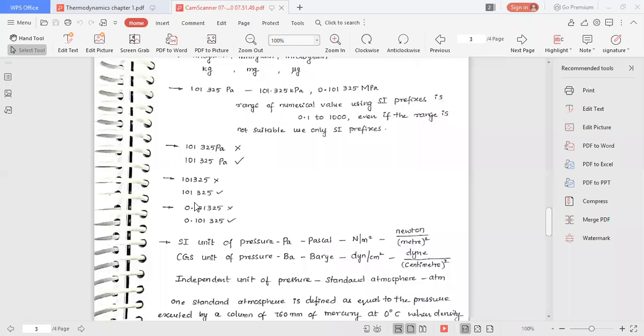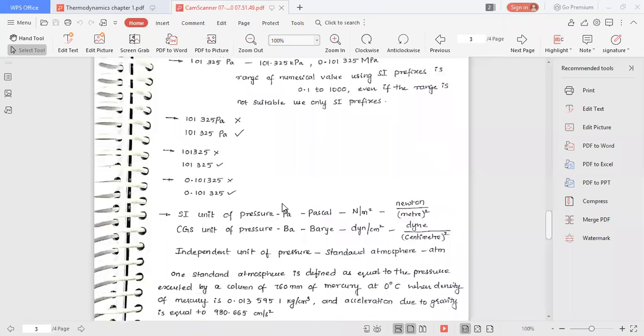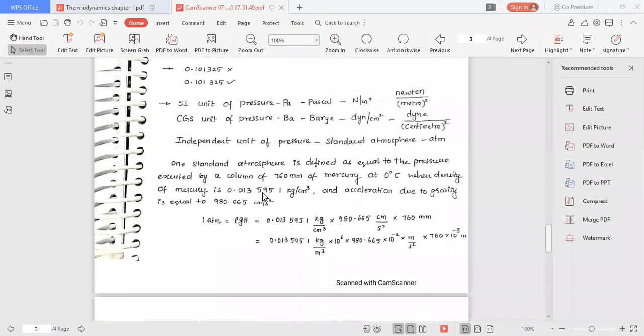Okay. Next. Okay. So what is 1 atmosphere? We have seen atmospheric pressure can be indicated as 1 atm. So how can we calculate 1 atm as 101325 pascal? How have we got 101325 pascal? Okay, so this is the calculation.